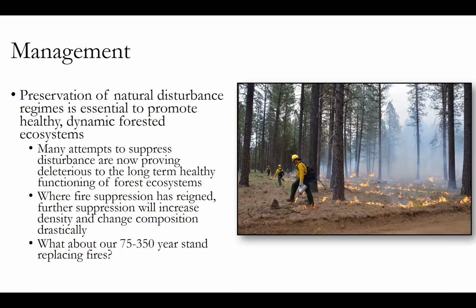Preservation of natural disturbance regimes is considered to be essential to promote healthy, dynamic ecosystems. Many attempts to suppress disturbance are now proving deleterious to the long-term healthy function of our forests. Fire suppression is a good example. We are taught that in order to return our forests to a healthy state, we should mimic these natural disturbances. And that's easy enough in a forest that was historically located in a frequent fire regime. We can just thin it out and run a prescribed fire through it. What do we do with a forest that historically experienced stand replacing fires? A lot of those stands don't do well after they're thinned, especially stands that contain Western red cedar.